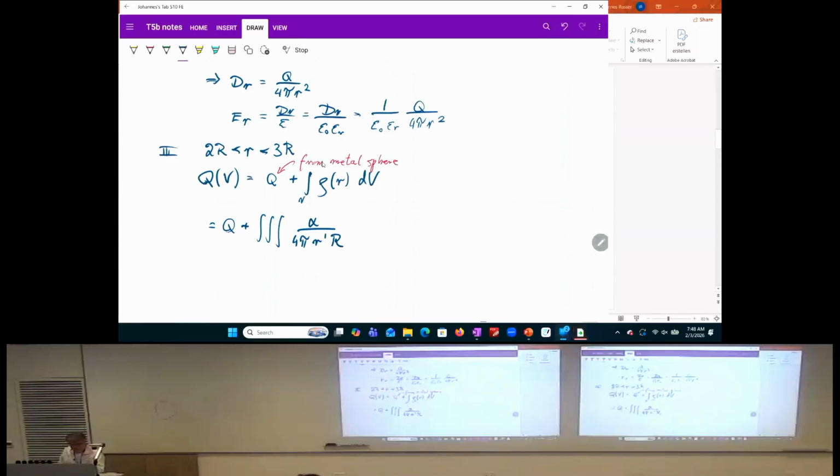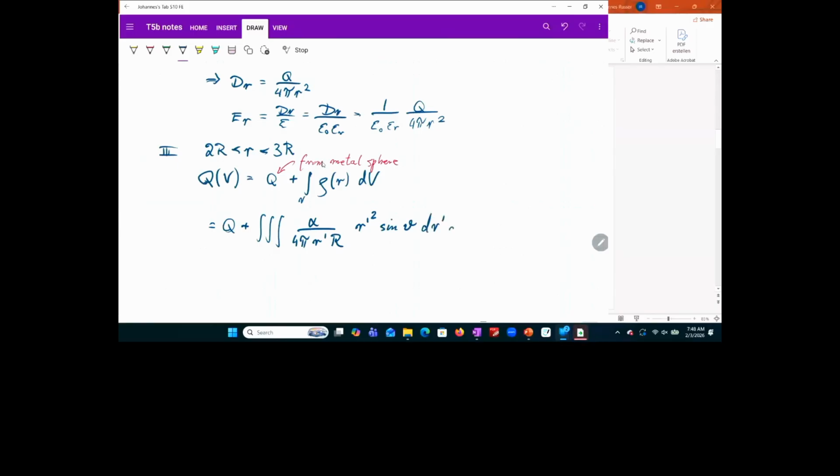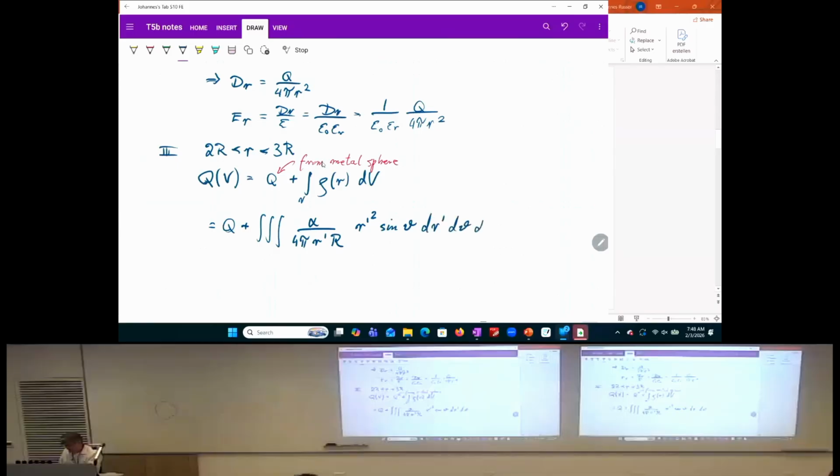And we do here now a volume integral. So we have to take our differential volume element according to spherical coordinates. That would be r prime squared sine of theta dr prime d theta d phi. The r runs from where?